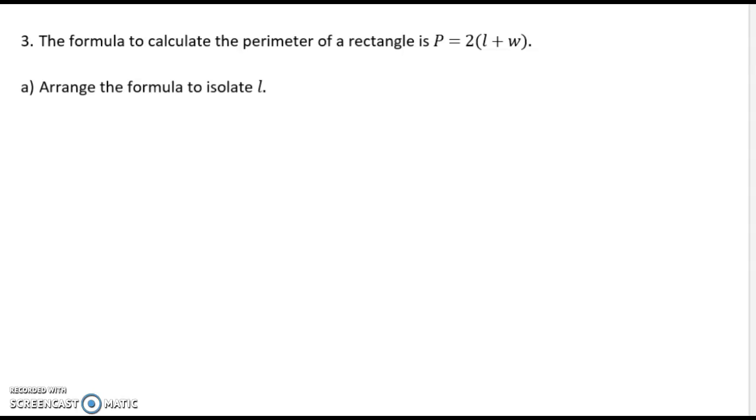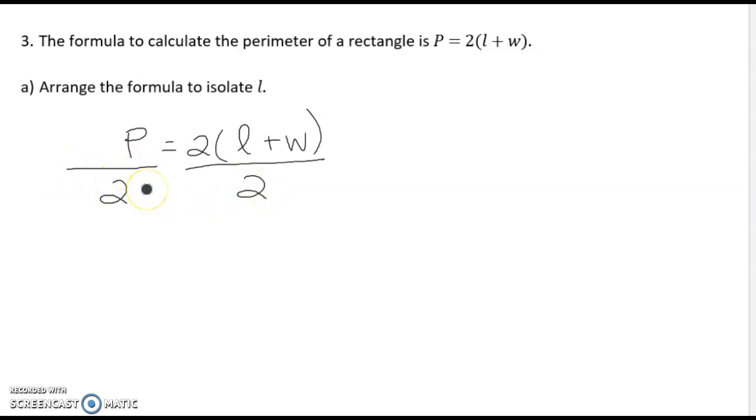Next, the formula to calculate the perimeter of a rectangle is perimeter equals 2 times, in brackets, length plus width. Now we want to arrange the formula to solve for L. So I'm going to rewrite this first: P equals 2 times L plus W. First things first, this whole thing is multiplied by 2, so we need to get rid of this 2. The only way to get rid of 2 is to divide by 2. We can divide by 2 on one side, but you have to keep it equal, so we have to divide by 2 on the other side.